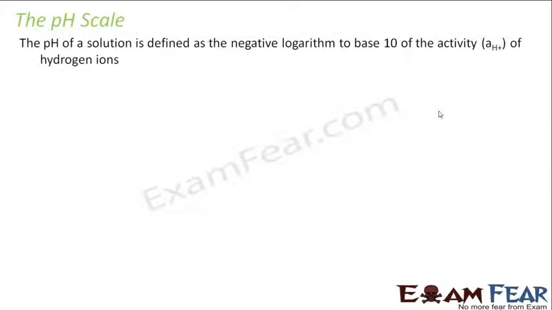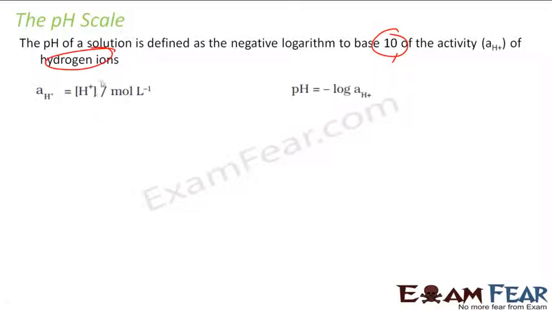Let's talk about the pH scale. The pH of a solution is nothing but the negative logarithm to base 10 of the H plus ion concentration. So if the H plus ion concentration is something per mole per liter, the pH is equal to minus log H. Now the question is, why do we have pH?